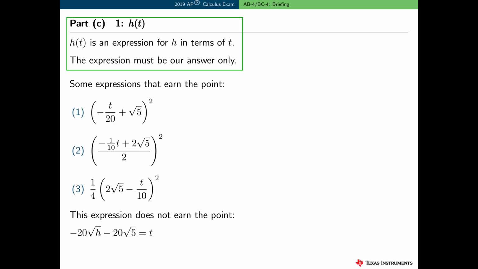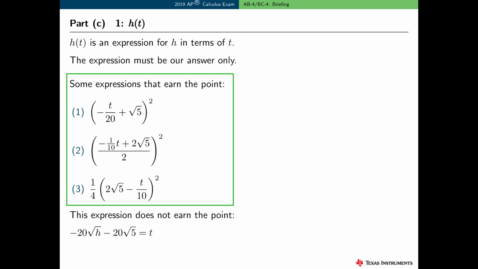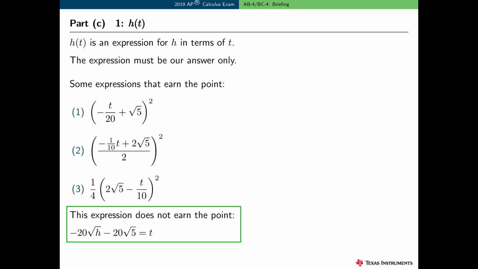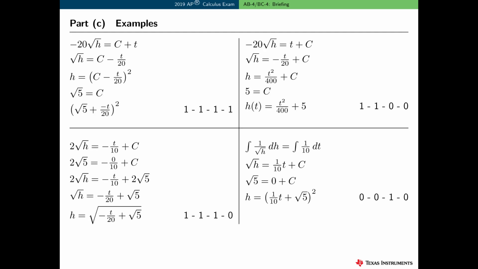And finally, the last point in Part C was for presenting a correct expression for h in terms of t. And this expression must be our answer only. Here are some expressions that earned the fourth point. Note that this expression does not earn the fourth point because the student has not presented an explicit expression for h in terms of t. So now we can put all of Part C together.